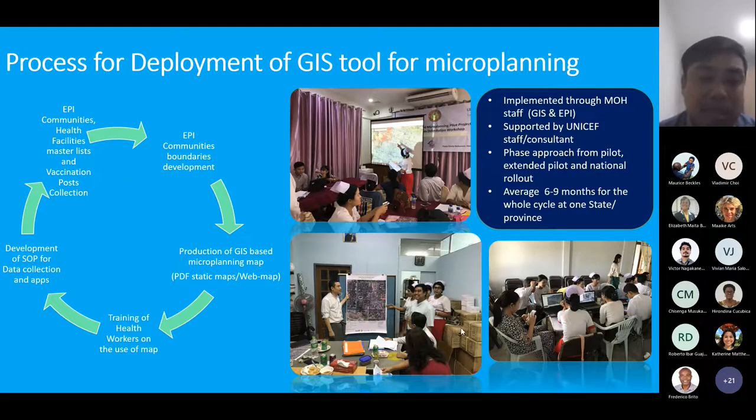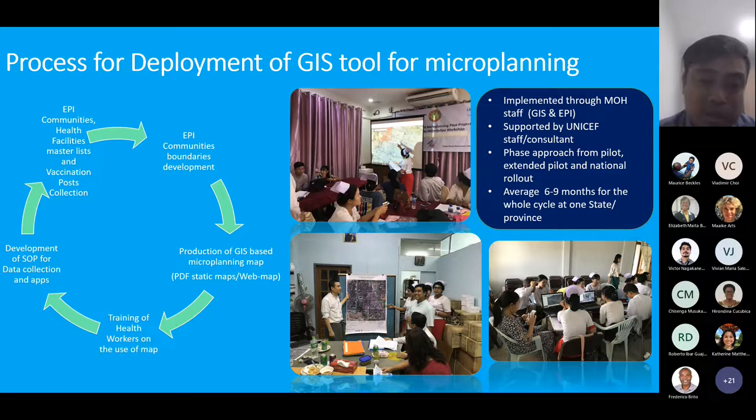So different processes were involved to understand the facility communities, which are very basic for the microplan, to guide the appropriate strategies, including all the topography, the modal transport, and the physical and other barriers. As a first step, that was the method used in 2018 and 19. The SOP for data collection for the communities, facilities and boundaries was developed, and all the information was collected by the health workers by visiting those locations.